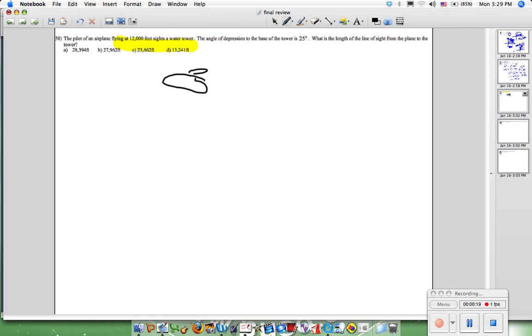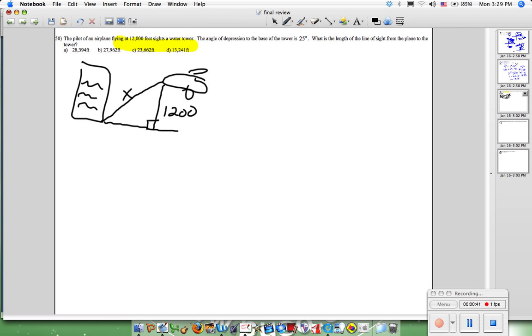So here's an airplane flying, and it's a water tower, so here's water in it. And then from the airplane, we're looking downward. That's a line of sight. That's going to be your X. How high is the plane above ground level? 1,200 feet.